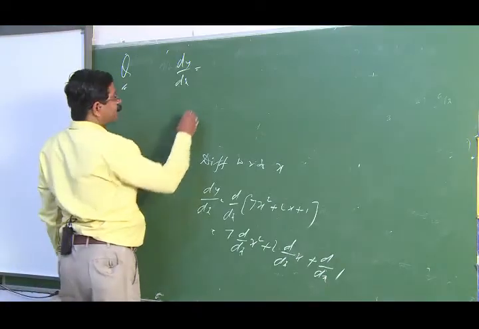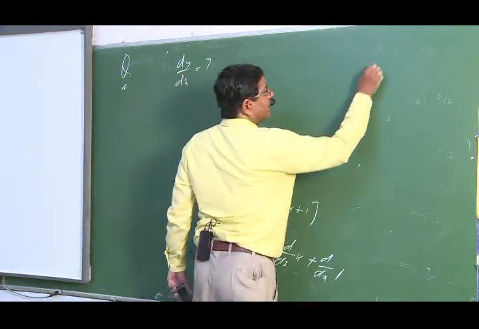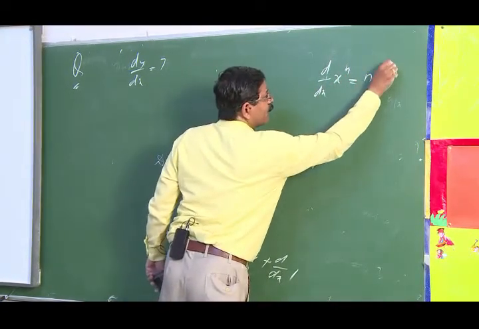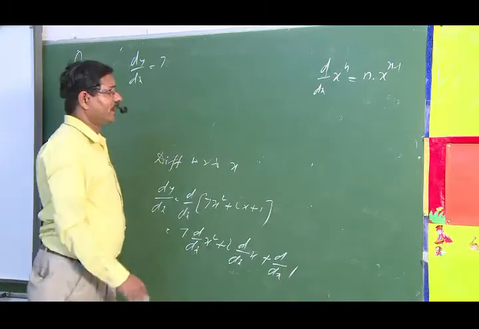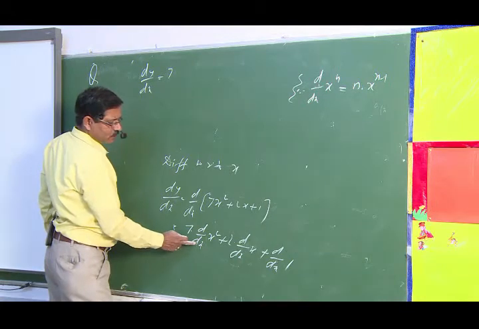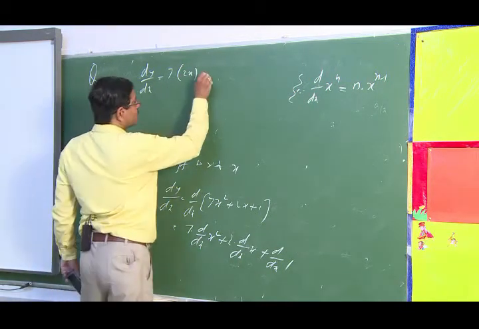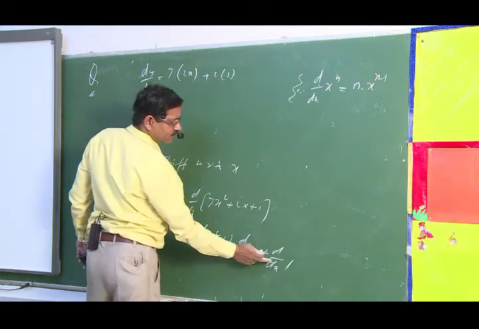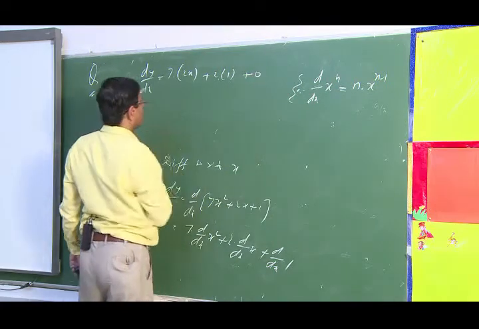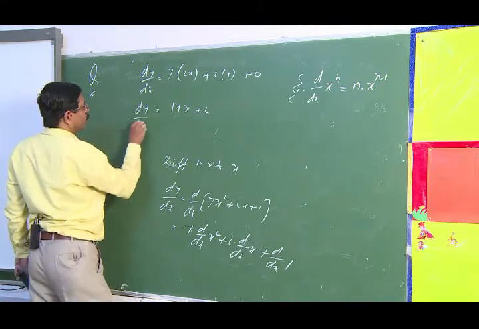So here dy by dx is 7 into d by dx of x square. Apply this formula here: d by dx of x raised to power n is equal to n times x raised to power n minus 1. So you will get the differential coefficient of x square with respect to x as 2x, plus 2 into 1, plus the differential coefficient of 1 with respect to x; differentiation of a constant is 0. So this is 14x plus 2. This is the value of dy by dx.